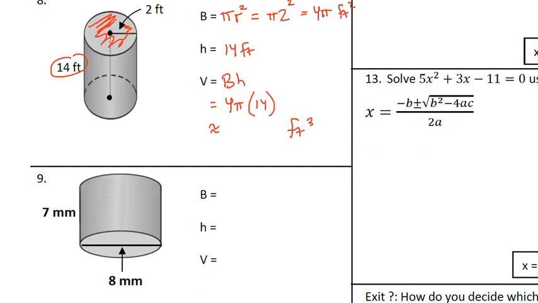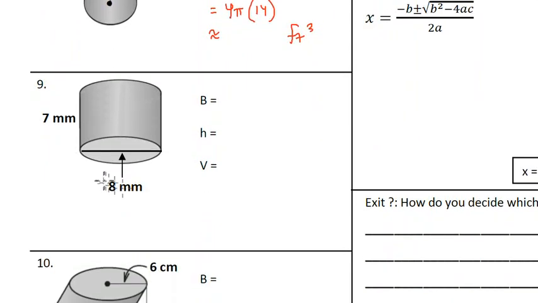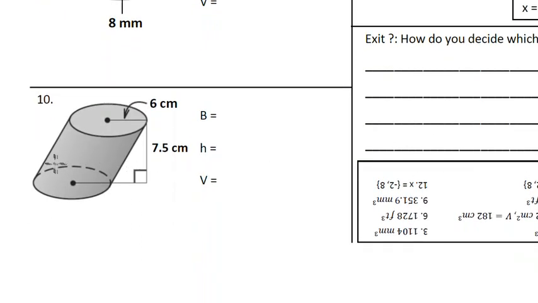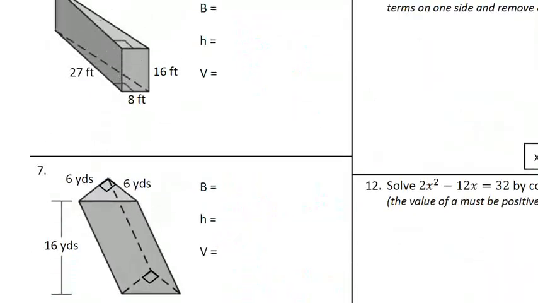Okay, guidance on number 9. Please, class, don't tell me the radius is 8 millimeters. This is the diameter. Please find the radius if you know the diameter is 8 millimeters. Doesn't matter whether it's an oblique cylinder, as long as I know the distance between the two circular bases, then I can use that as my height. So that covers the 3 shapes.